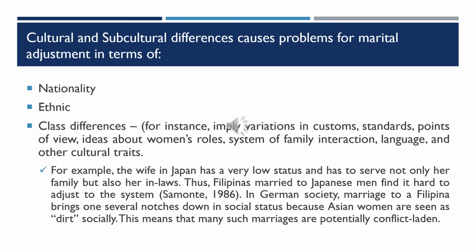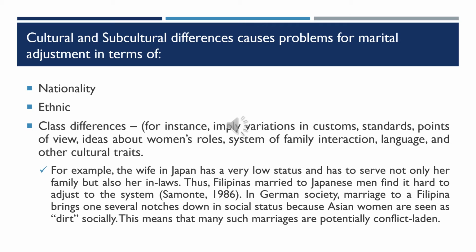Then may tinatawag tayong cultural and subcultural differences na nagkukos din ng problema for marital adjustment. Una dyan is nationality, gaya ng nabanggit ko kanina. Halimbawa si Pilipino, nag-asawa ng Canadian. So, may kinalaman yan, nagkukos din ng problema for marital adjustment, itong nationality. Yung pangalawa, ethnic. Then, pangatlo, class differences. Sino ba yung mas may high educational attainment? Sino ba yung mas may kaya?